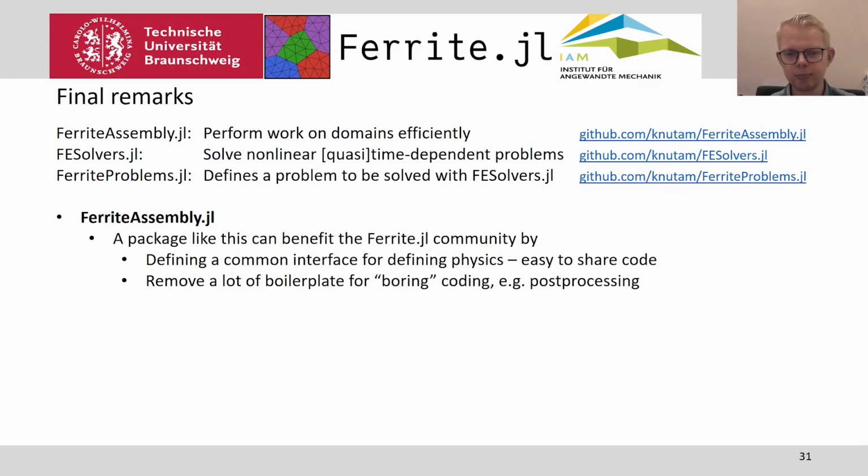So FerriteAssembly, I think a package like this, could be this one, could be another one, would really benefit the Ferrite community because it would give a common interface for defining physics. So your element routines can be shared. It's super quick to try someone else's code. And it does remove a lot of your boilerplate code for doing, say, boring tasks like, I want to integrate something over the domain. I want to figure out what's the flux across the boundary. And you don't want to write a custom loop every time you do that.